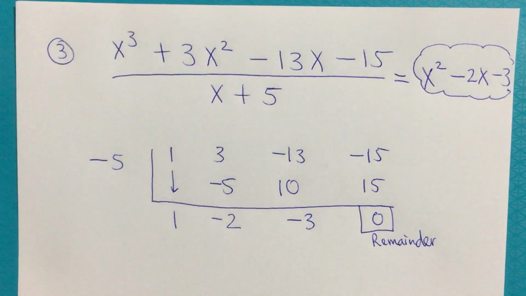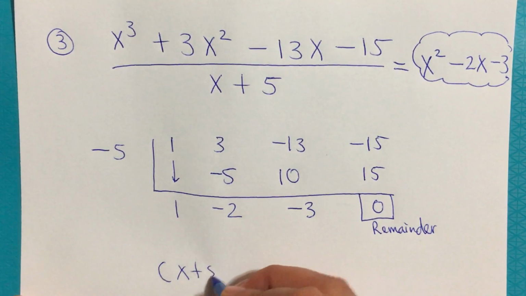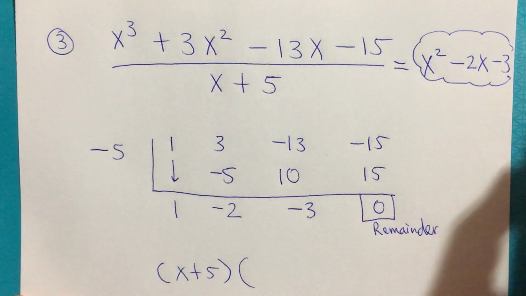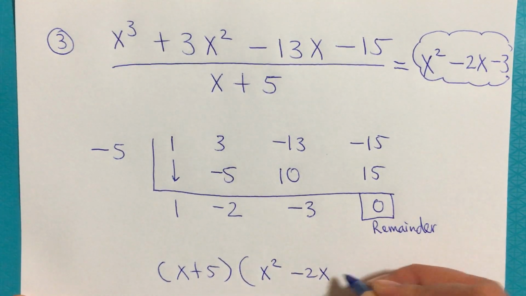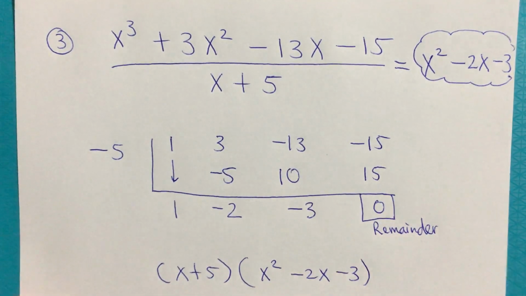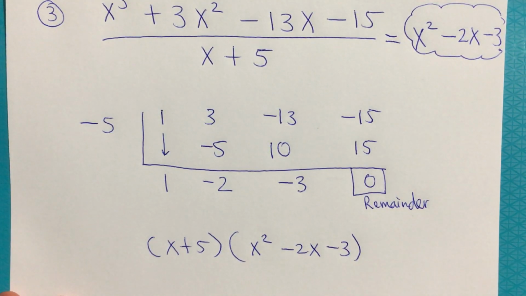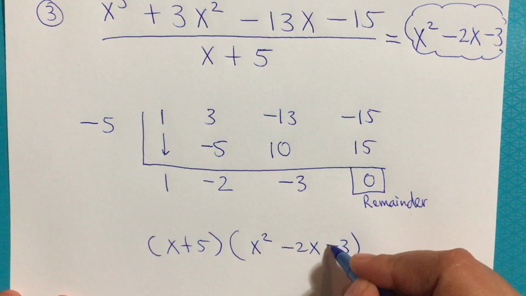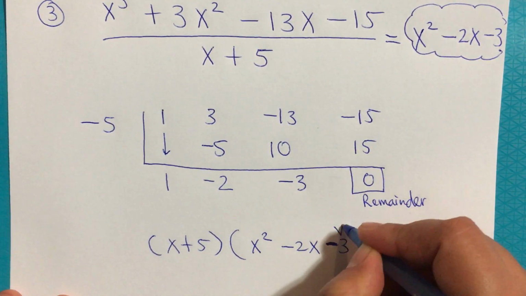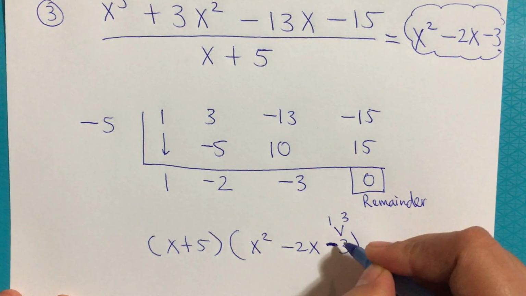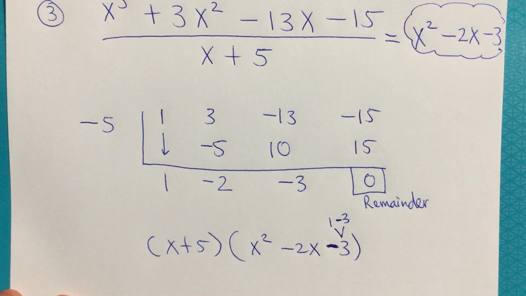Again, how would you factor that? Since this is a remainder 0, that means that x plus 5 is one of the factors. X squared minus 2x minus 3 will be the other factor. Two numbers that multiply equals negative 3, but when you add them, or in this case subtract them, equals negative 2. Well, it's 1 times 3, and because this is negative, that's the sign of the greater one.